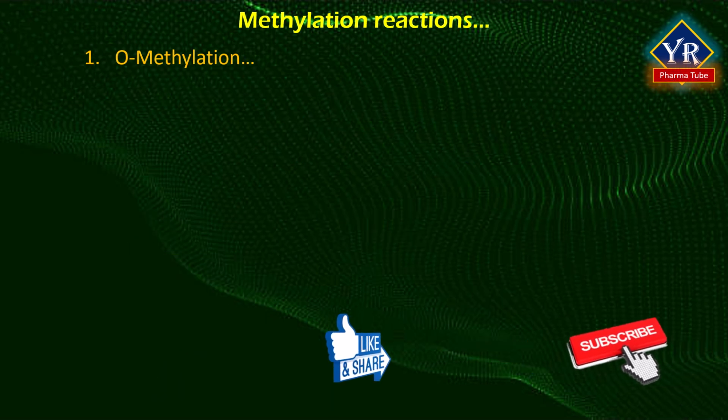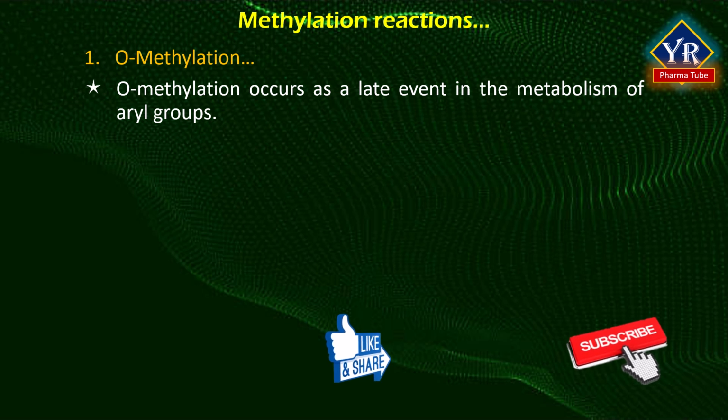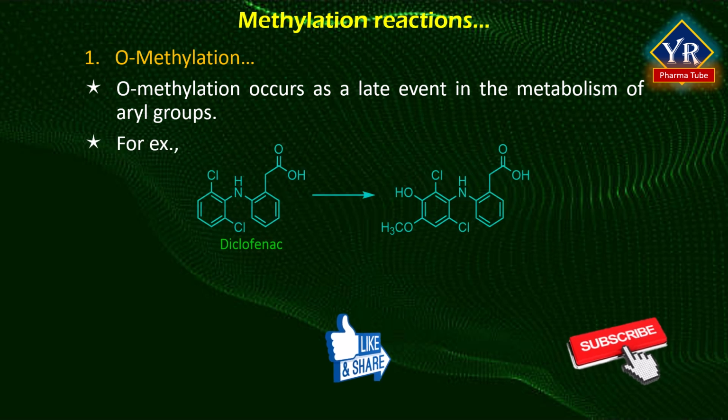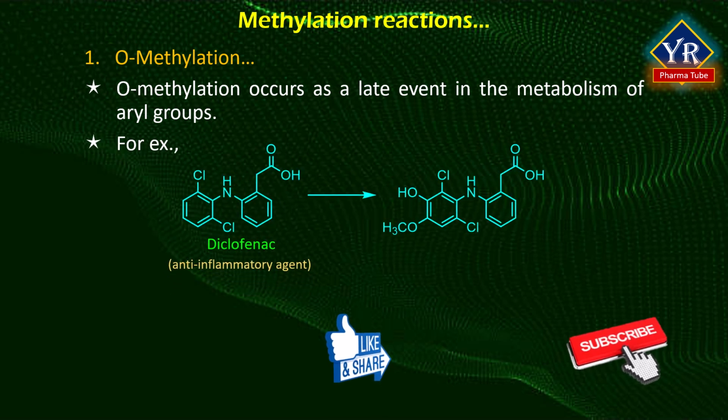However, more frequently, O-methylation occurs as a late event in the metabolism of aryl groups after they have been oxidized to catechols. This sequence was seen, for example, in the metabolism of the anti-inflammatory drug diclofenac, which in humans yielded 3-hydroxy-4-methoxydiclofenac as a major metabolite with a very long plasma half-life.